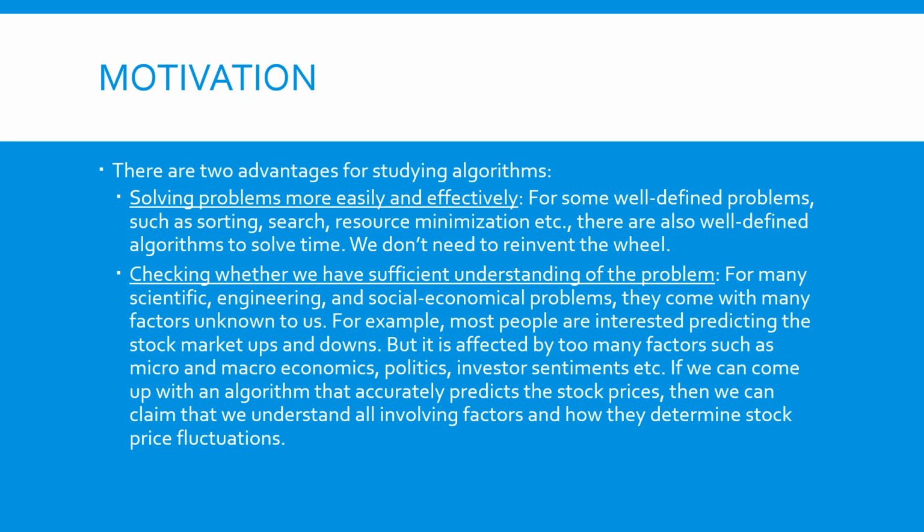For example, consider the problem of stock price prediction. We roughly know that stock prices are affected by macro and microeconomics, politics, investor sentiments, etc. But no one can list all factors that affect stock prices. We also know that the interplay among these factors can be complicated, but no one can quantify them precisely. Imagine that if someone has developed an algorithm that can accurately predict stock prices, then the factors used by the algorithm and their quantitative model will be invaluable for us to understand stock price fluctuations.